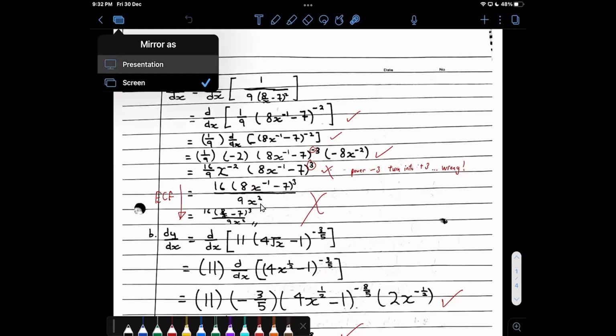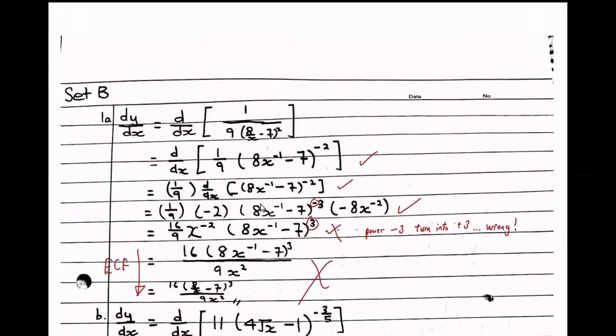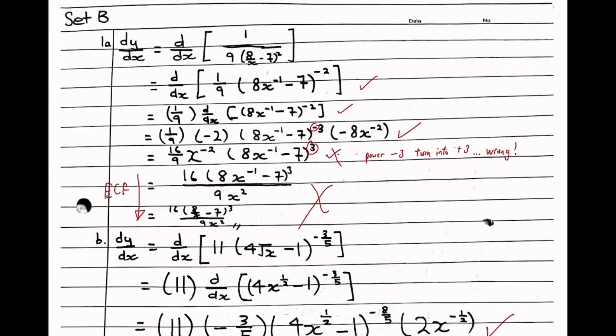I don't know what happened. I also don't know what happened. Yeah, careless mistake, is it? I guess. Yeah, the -3 should remain, right? Yeah. Nothing should happen to it at all. Okay. Yeah, so just be careful of that.